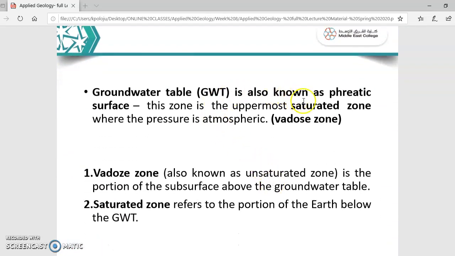Groundwater table, which is also known as phreatic surface. The groundwater table lies inside the earth. The soil which is present above the groundwater table is called the unsaturated zone, and the soil which is present below the water table is called the saturated zone. Vadose zone, also called unsaturated, is the portion of subsurface above the groundwater table, and saturated is below the groundwater table.